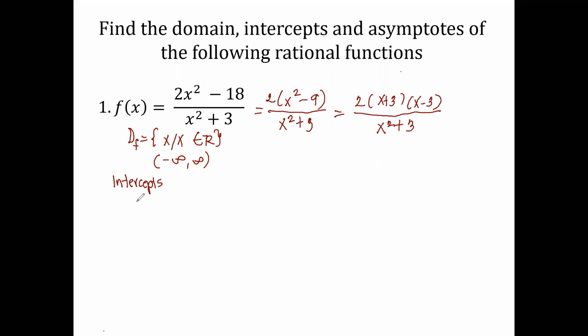So what is our y-intercept? Let's start first with the y-intercept. So we let x be 0. So if this is 0, you just have -18 over 3. So the y-intercept is equal to -6. So you have (0, -6).